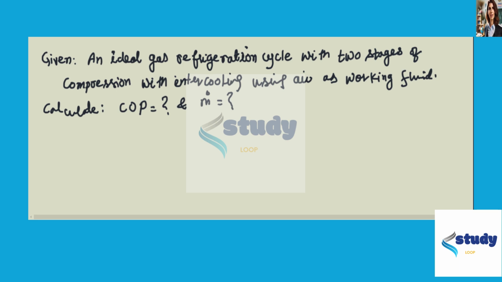Properties of air to be used: specific heat of air to be 1.005 kilojoule per kg per Kelvin and adiabatic constant to be 1.4.